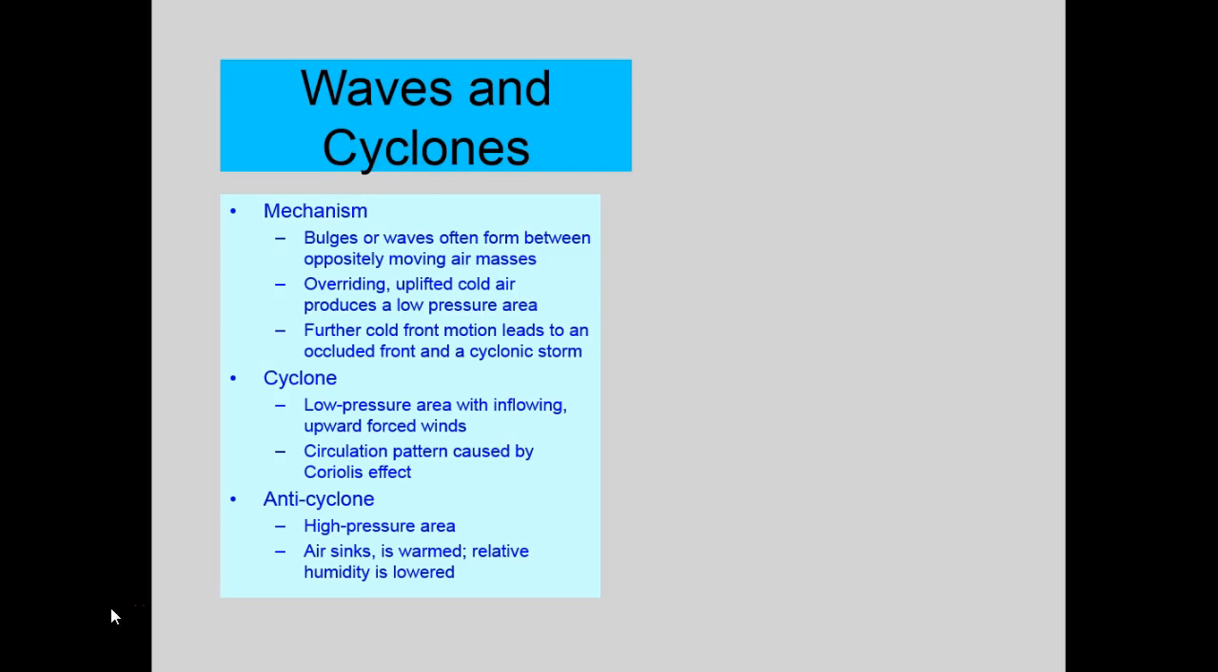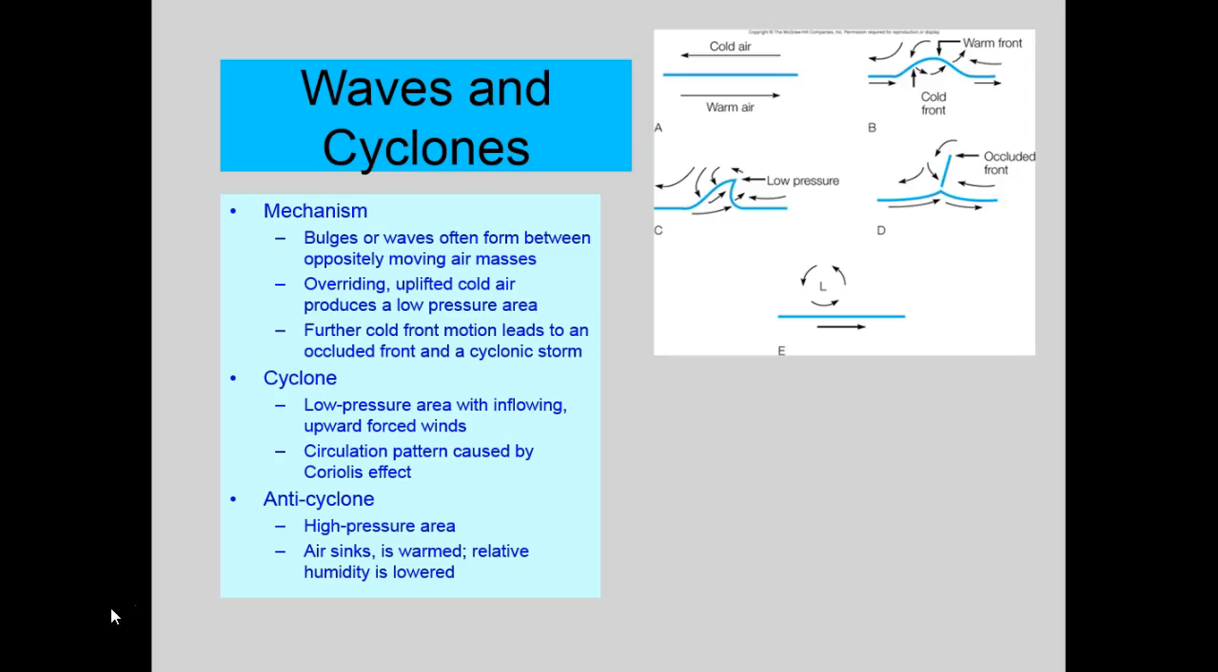All right. We led off about waves, talked a little bit about it. As we said, bulges or waves often form between the oppositely moving air masses. The overriding, and this is the weird part, uplifted cold air produces a low pressure system. Now, why would that be true? Well, cold air sinks, so the pressure decreases. Further cold front motion leads to an occluded front and then to a cyclonic storm. So here, like I was saying before, while these words are sort of blah, blah, blah, the pictures aren't much better. They say pictures are worth thousands of words. There's just more of this.